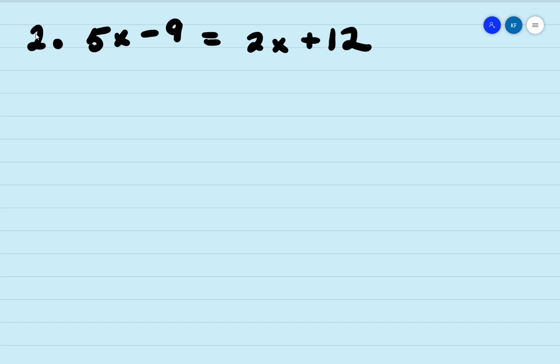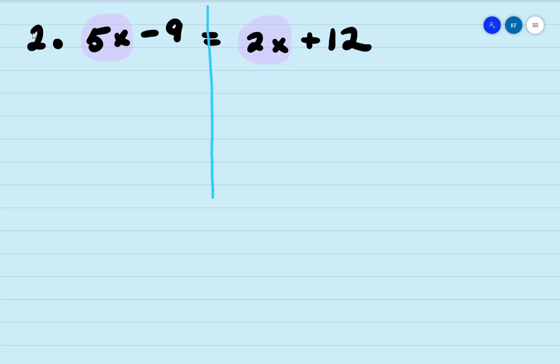Okay, so there's no parentheses. You don't have to distribute. These are two-sided variable equations, so I have to get these two terms on the same side. So I'm going to draw my line across the equal sign, and now you can choose to do 2x on one side or 5x.